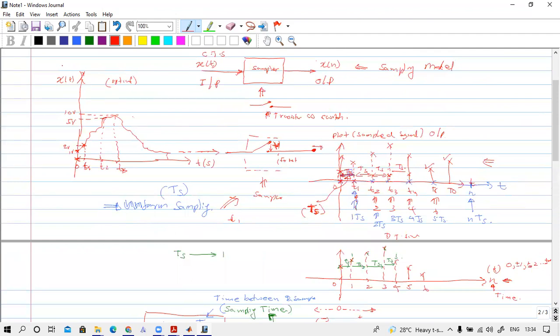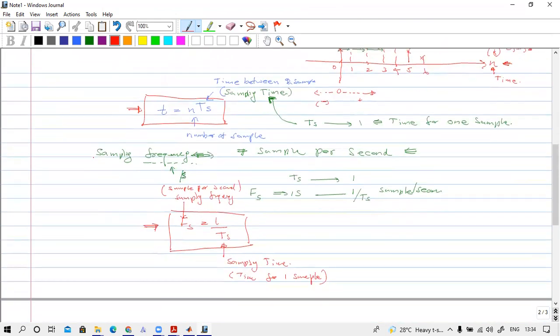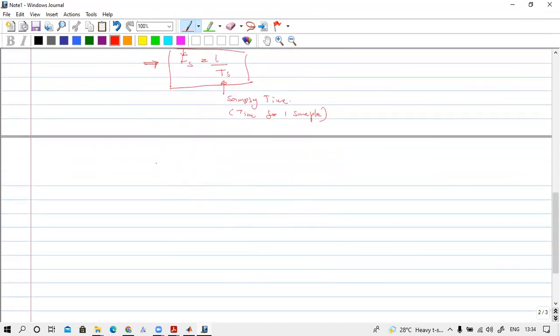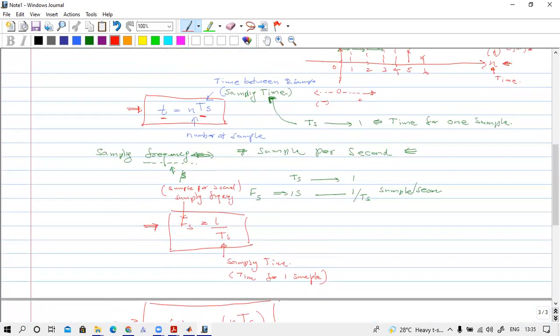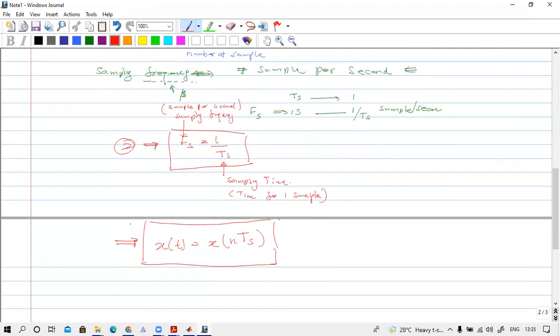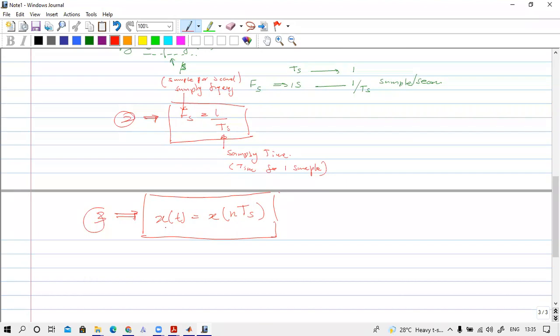Another thing is that this is x(t), and after sampling, we have x[n]. You can see that t is equal to n Ts. So we can also represent x(t) as x(n Ts). This is also another important factor. I think you can understand these three identities: this is the first one, this is the second one, and this is the third one. I hope you can understand it.